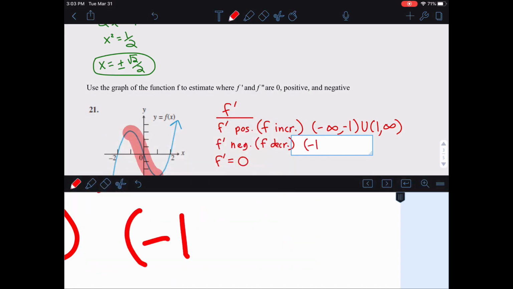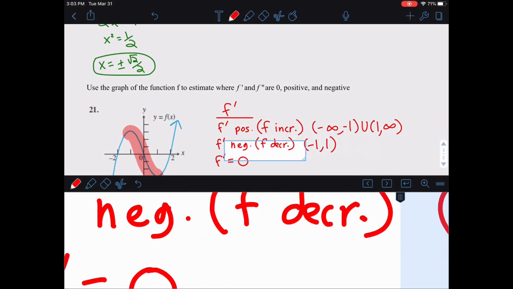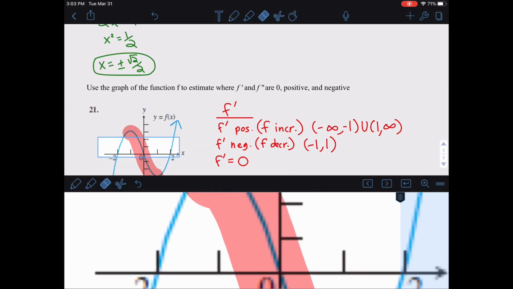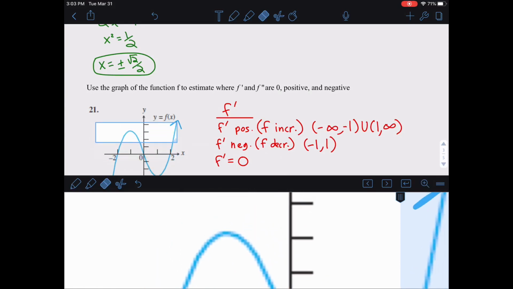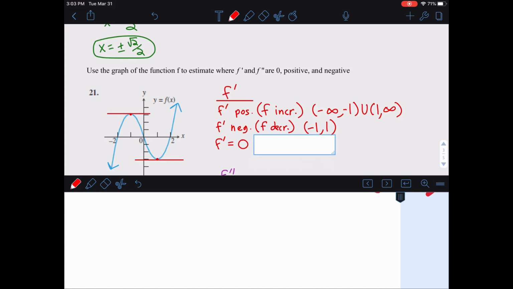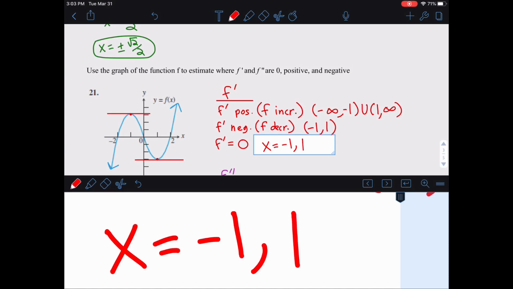And now you'll notice on all of these intervals I've written so far, I've gone with parentheses. The reason for that is because I want to separate these intervals from the last question, which is where is f prime going to equal 0? So where does f prime equal 0? That's going to be wherever f has horizontal tangents. And that to me looks like at negative 1 and at positive 1. We have two horizontal tangents there. So these are not going to be intervals. These are just going to be x values, negative 1 and positive 1.